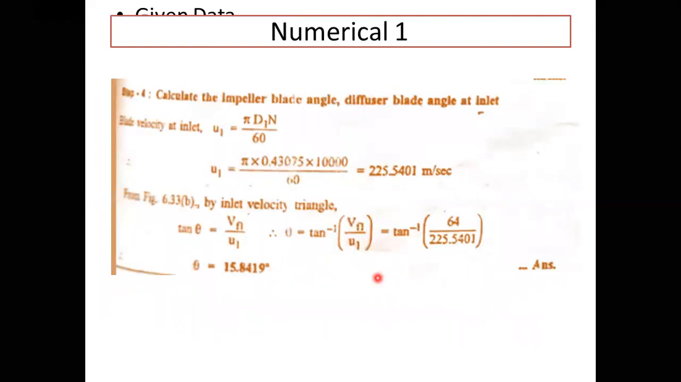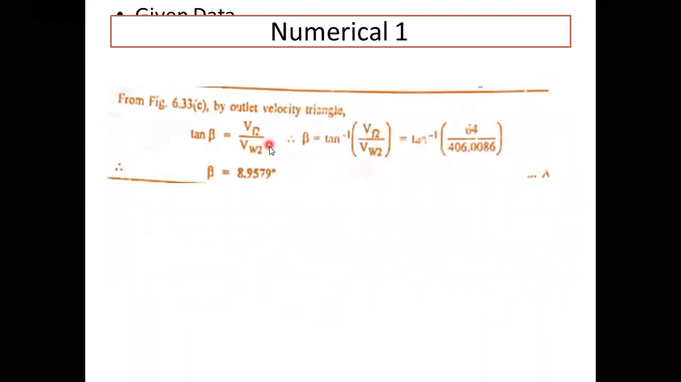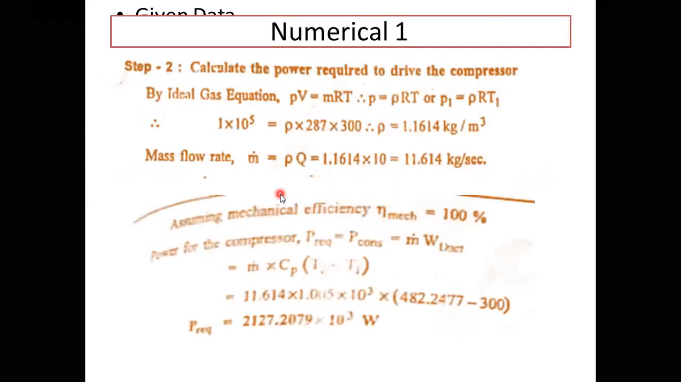Then we have to find the blade angles, that is theta, and the diffuser blade angles at inlet. Simple: for the inlet blade angle, we use the usual tan theta equal to V1 upon U1 from the geometry. U1 you have already found, pi D1 N upon 60, and V1 is already given. So straightforward, we get the theta value. For the beta value, again we use tan beta from the outlet velocity triangle, and from it we will get this beta angle also. So the numerical is straightforward.